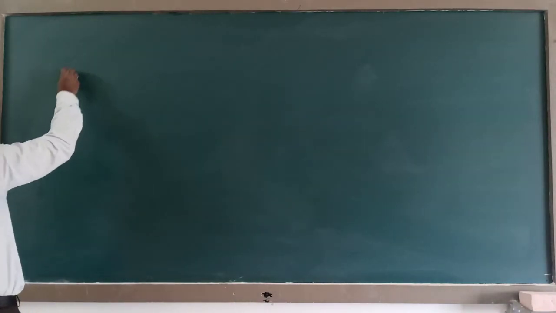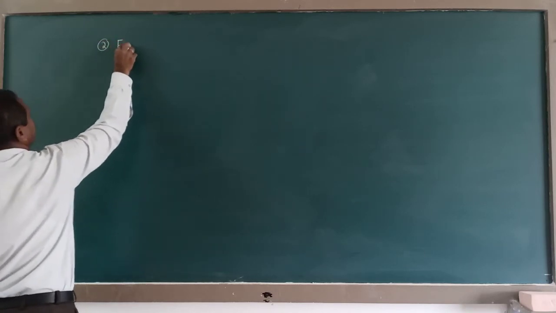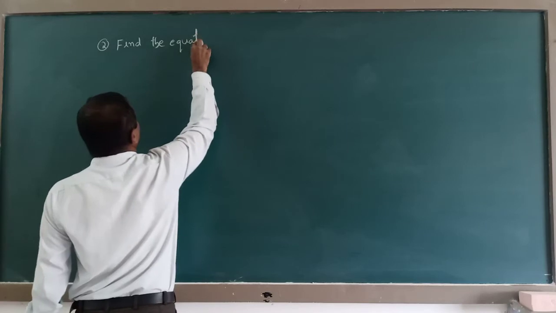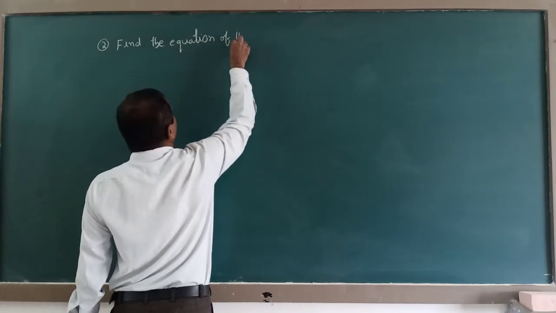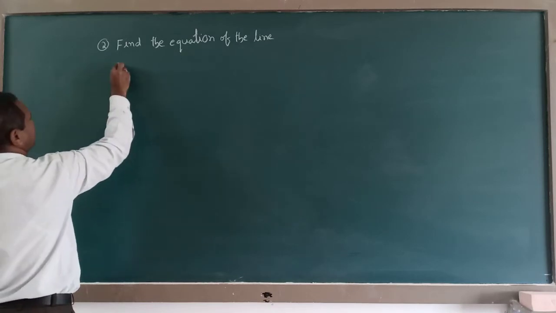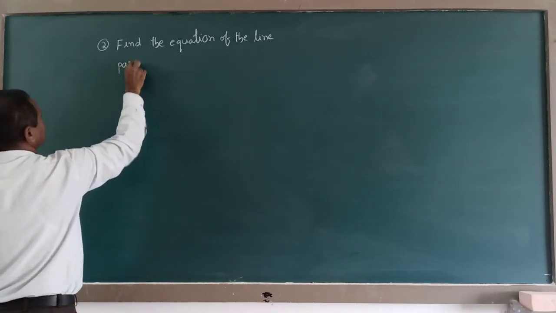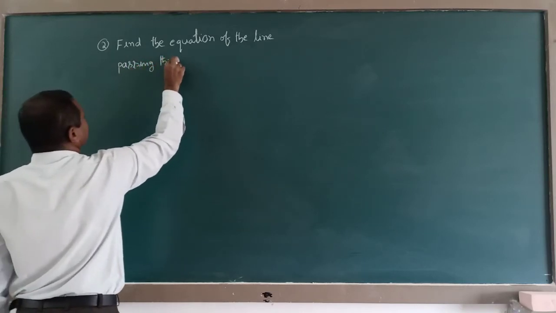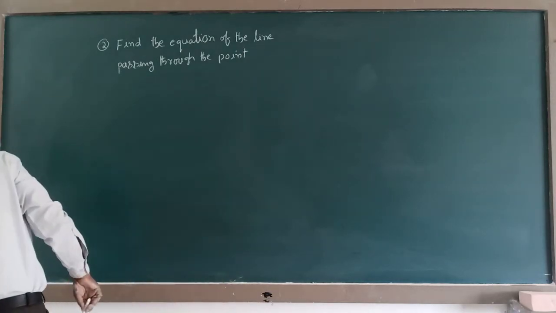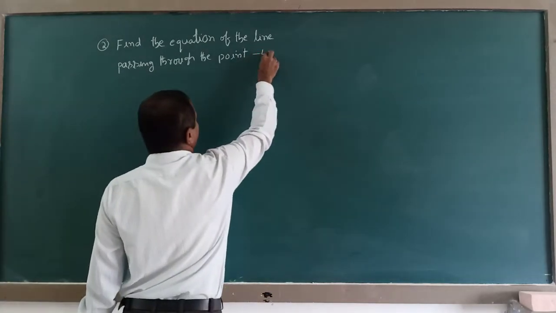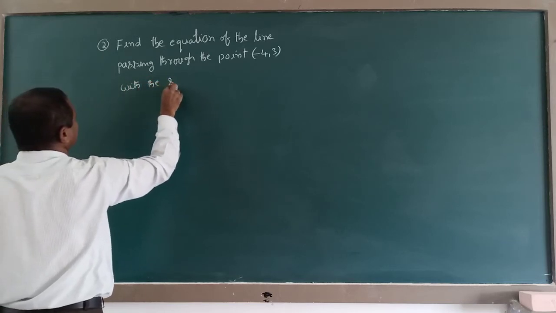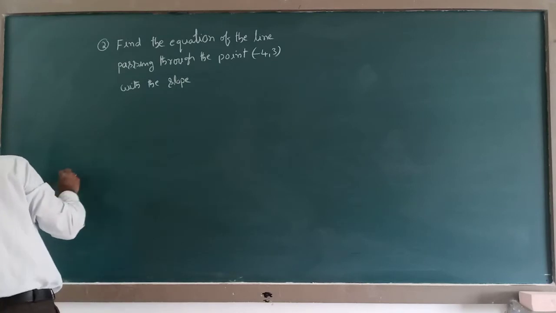Next question. Find the equation of the line passing through the point minus 4 comma 3 with the slope 1 by 2.